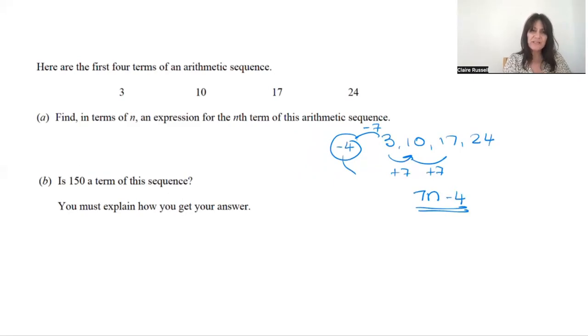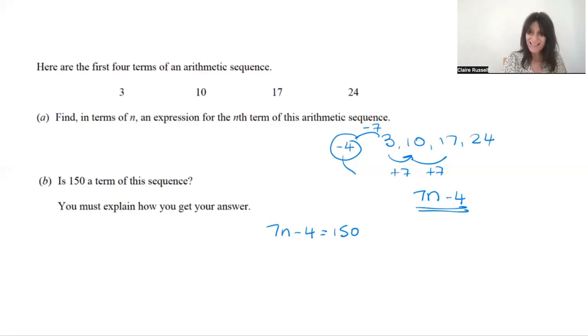Now, is 150 a term of the sequence? If it is, then it should work with our nth term, with our rule. So we set the rule to equal 150. And if this works out perfectly, it's in the sequence. If it didn't work out, then it isn't. So I'm just going to solve this like a normal equation.